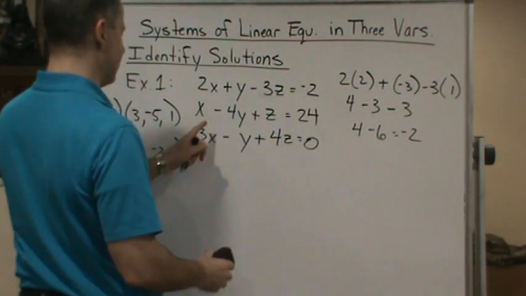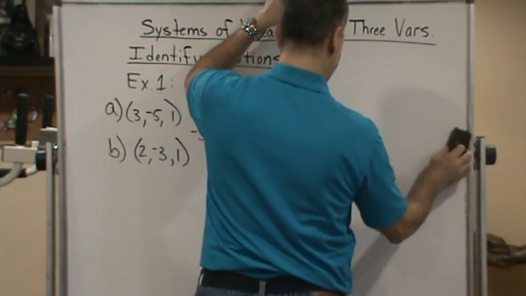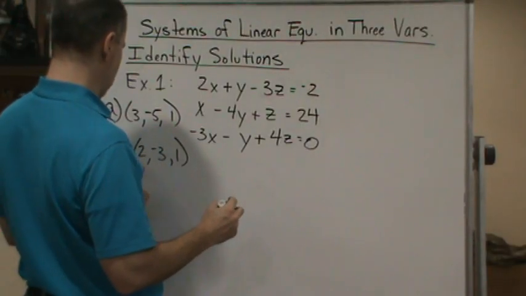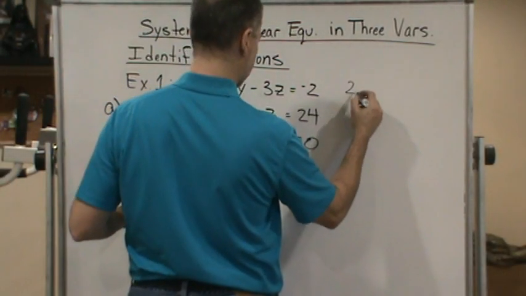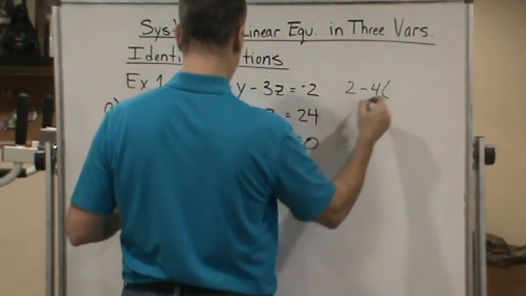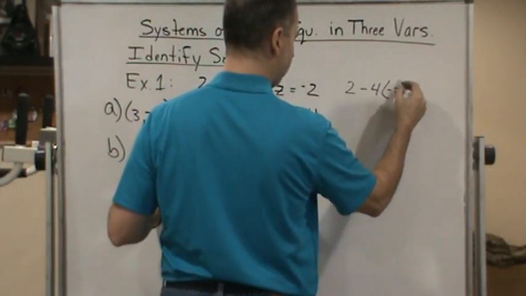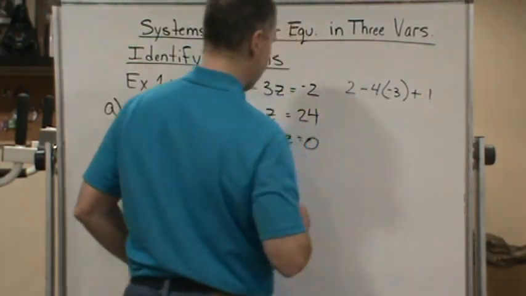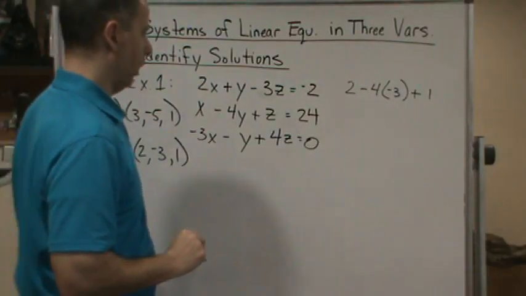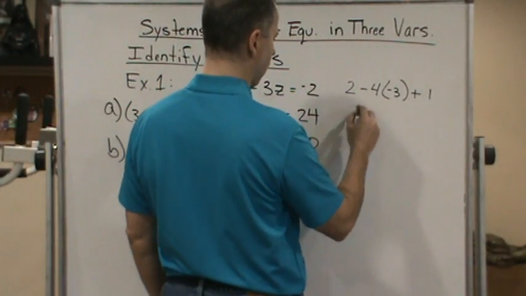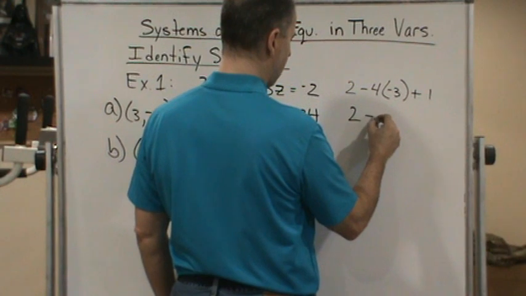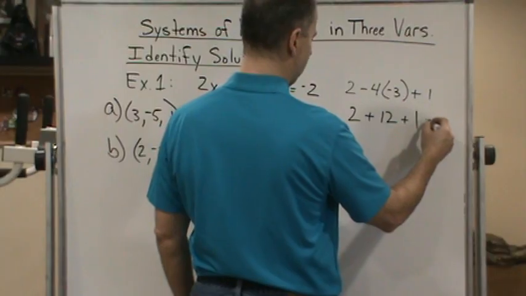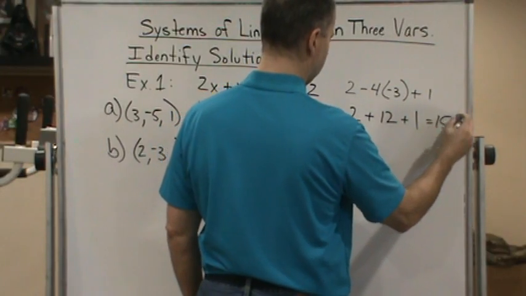Okay, now we're going to go to the second equation. Again, we're going to plug in 2, negative 3, and 1. So it's going to be 2 minus 4 times y, which is negative 3, plus z, which is 1. Now let's see if we get 24. So far I don't think it's going to work. We get 2 plus 12 plus 1, which is going to equal 15.